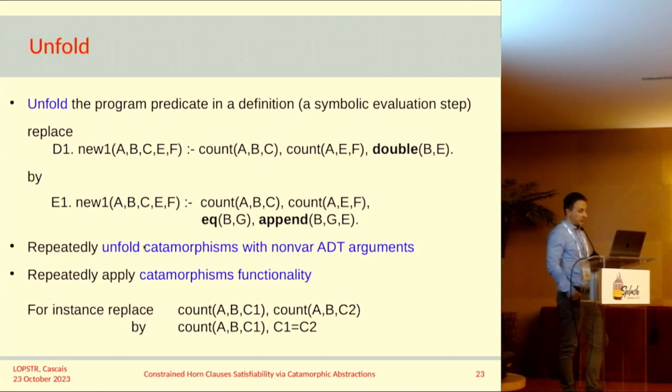Then we repeatedly unfold catamorphisms with non-variable ADT arguments. In this case, there are no such catamorphisms. And then we repeatedly apply catamorphism functionality. Again, this is not applicable in this case, but this allows us, for instance, to replace this conjunction of two catamorphisms, count A B C1, count A B C2, by this conjunction where we drop one of the catamorphism atoms and replace it by an equality, because we recall that these are functional. So C1 should be equal to C2. We don't need both.